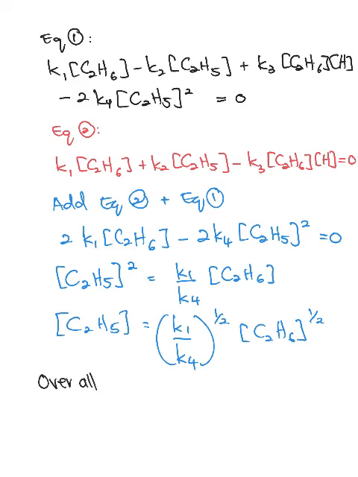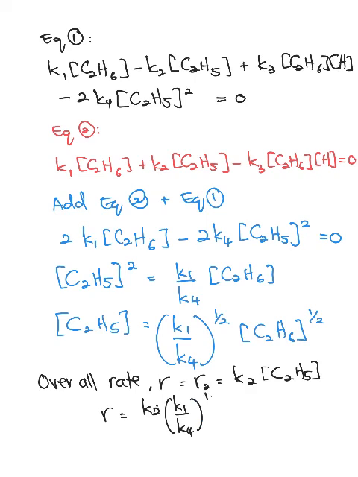Then insert this equation into the overall rate. So overall rate R equal to R2, K2 C2H5 from earlier. So R equal to K2 K1 over K4 power of half C2H6 power of half. So the order of reaction is 0.5. Based on this overall rate law equation, the order of reaction equal to 0.5 because C2H6 is power of half. So this is the order of reaction with respect to ethane.